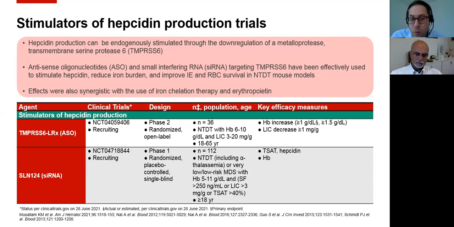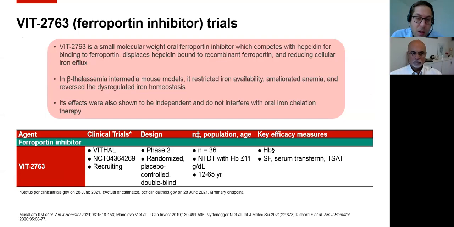But with NTDT, we have what we call stimulators of hepcidin production: the TMPRSS6 ASO, an antisense oligonucleotide, and the siRNA, also SLN124. These studies are ongoing. We don't yet have data from them to share with you, but we're hoping to see data coming up shortly. And along the same pathway, we have a ferroportin inhibitor, BIT2763, that's also being evaluated now in a phase 2 randomized placebo-controlled trial, again for a primary endpoint looking at hemoglobin change. We're also expecting to see data hopefully soon from this trial.